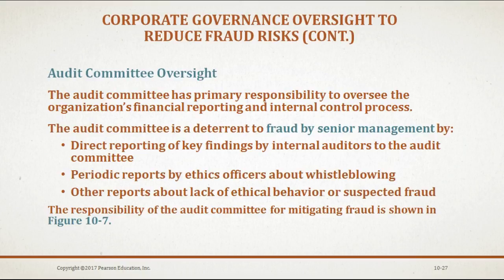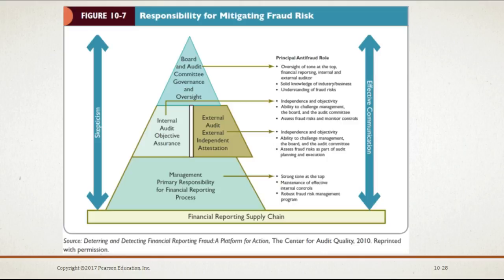Because the Audit Committee plays an important role in overseeing the actions of management, the Public Company Accounting Oversight Board auditing standards require the auditor of a public company to evaluate the effectiveness of the board and the Audit Committee as part of the auditor's evaluation of the operating effectiveness of internal control over financial reporting. As illustrated here in figure 10-7, the Audit Committee is ultimately accountable for mitigating the risk of fraud within the organization. You can find figure 10-7 on page 311 of your textbook.